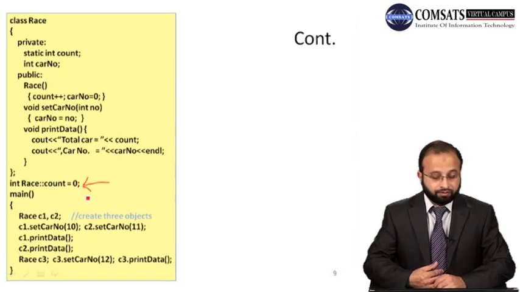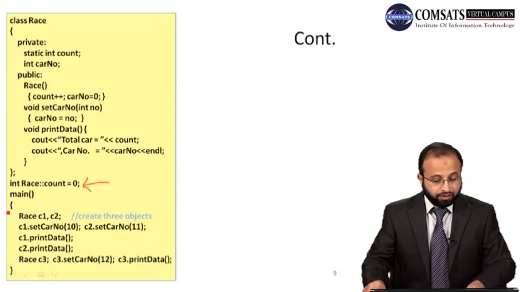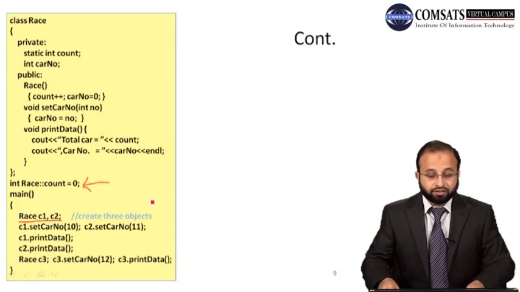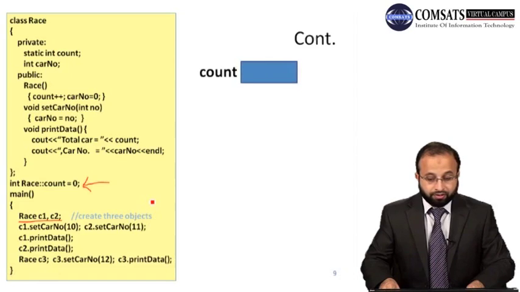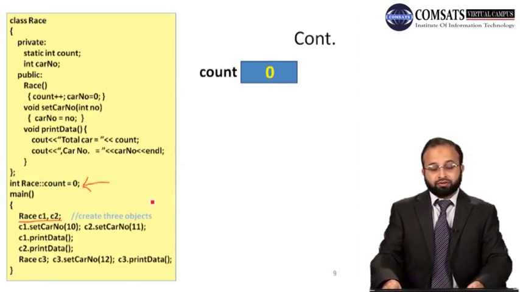Then of course semicolon. Now in this main function we can see that we are creating first two objects, C1 and C2. So when C1 object is created, the constructor is called. First the memory for the count is allocated and value 0 is assigned to count, and then the constructor with C1 object is called.